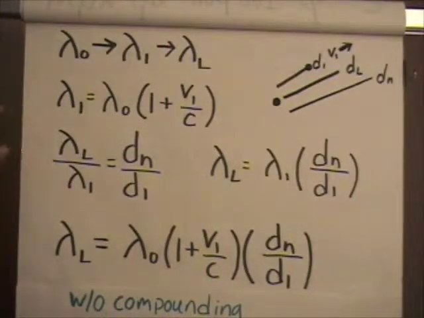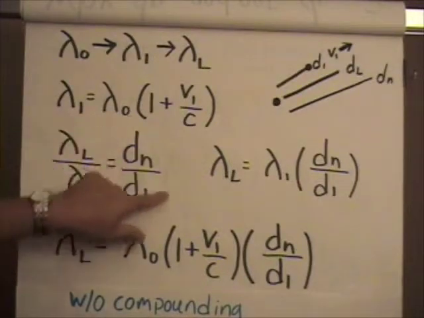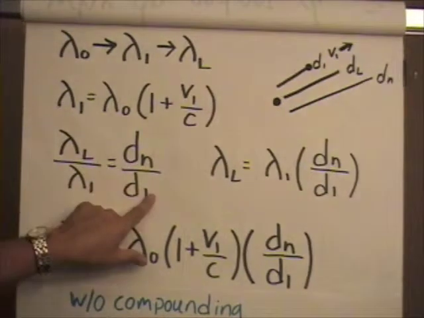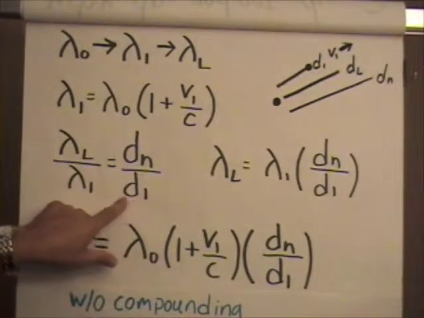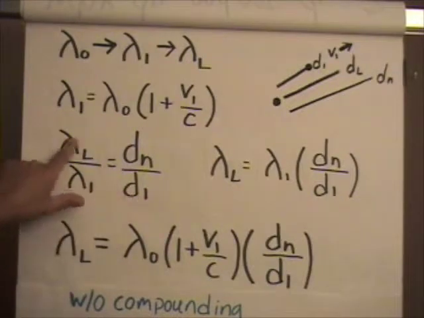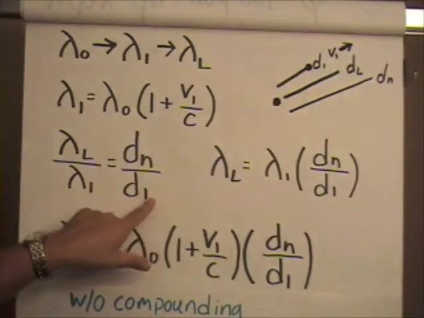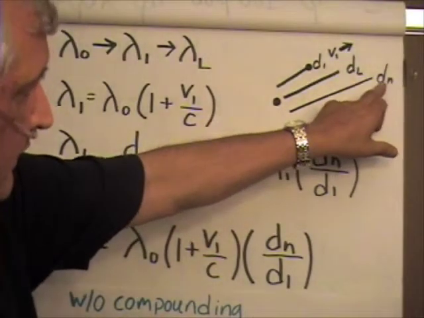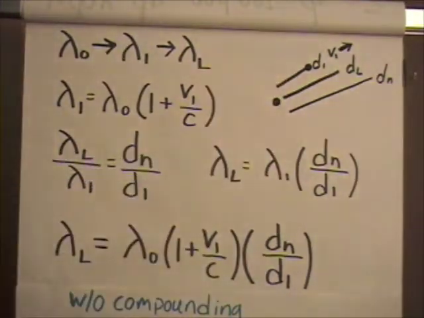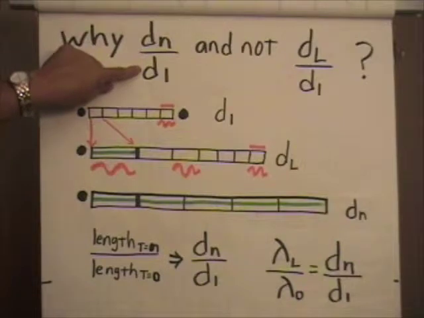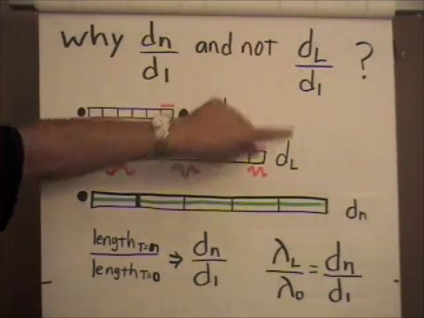And now I'll deal with two questions at once. The first one, why is that the correct ratio? And the second question, why isn't the correct ratio dl over d1, which is a mistake I made in earlier work on this, thinking that the ratio was the distance that light traveled over d1, then later realizing no, it had to be the distance now over d1. So why is it dn over d1 and not dl over d1?